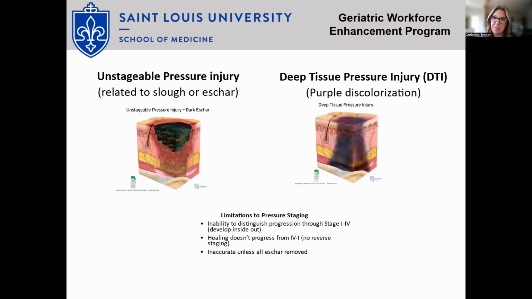We went through the stages of healing. Again, with a chronic wound, it has a mind of its own. So if you have a stage 4, we would never reverse stage it. For example, if you have a stage 4 and it's healing, it will always be a healing stage 4. It would not be a stage 4 and now a stage 3 and now a stage 2 because there's no way for us to really do that accurately, if that makes sense. And again, the staging process is inaccurate unless all that eschar or slough is removed so that we can adequately see the wound bed.